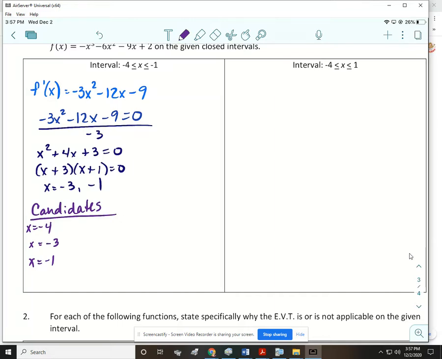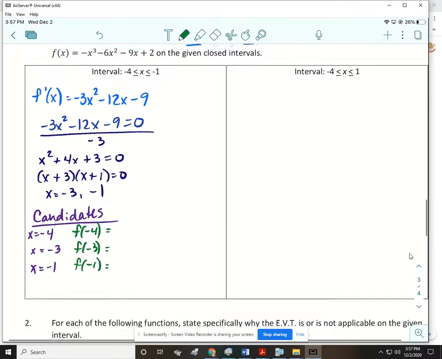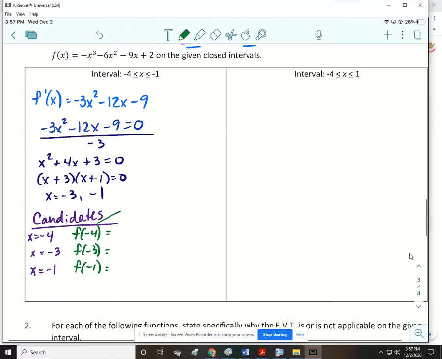All right, and then to hold the election, what we do is we plug those into the original. So we're going to find f of negative 4 and f of negative 3 and f of negative 1 by plugging them into the original function. All right, and then I already did this, so just to save time, these are the values you get.